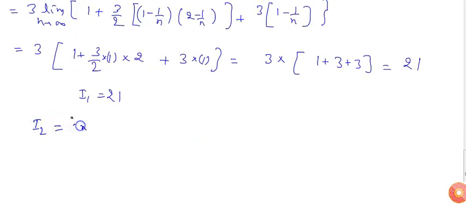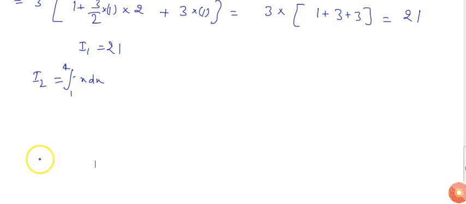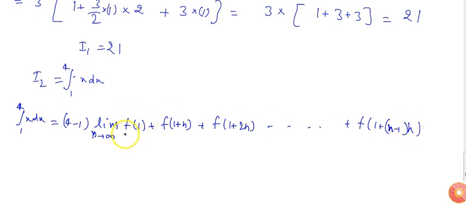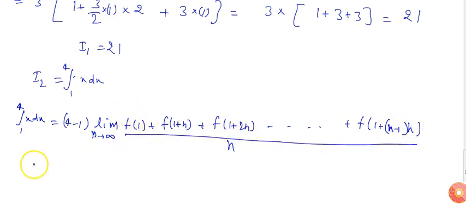Now calculate I2. I2 is integration 1 to 4 x dx. So if I use the definition of integration as limit of sum, here it will be integral 1 to 4 x dx equals to 4 minus 1, limit n tends to infinity, f(1) plus f(1 plus h) plus f(1 plus 2h) up to f(1 plus (n minus 1)h), divided by n.